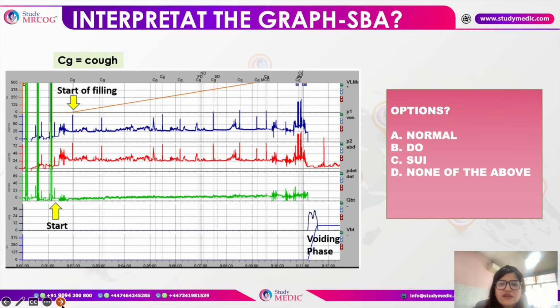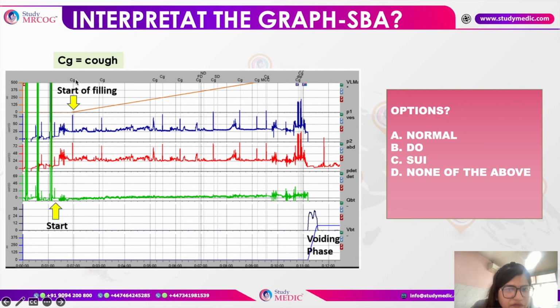Now coming over to the graph. So this is how the normal graph looks like. They can give you a question like this. They'll give you a graph and they'll ask you to interpret. So what do you see here? You first see the first one is the P vesical pressure. The second one is the P abdominal pressure. And then the third one is the P detrusor pressure, the green one. And this is the voiding graph, which looks more or less bell shaped.